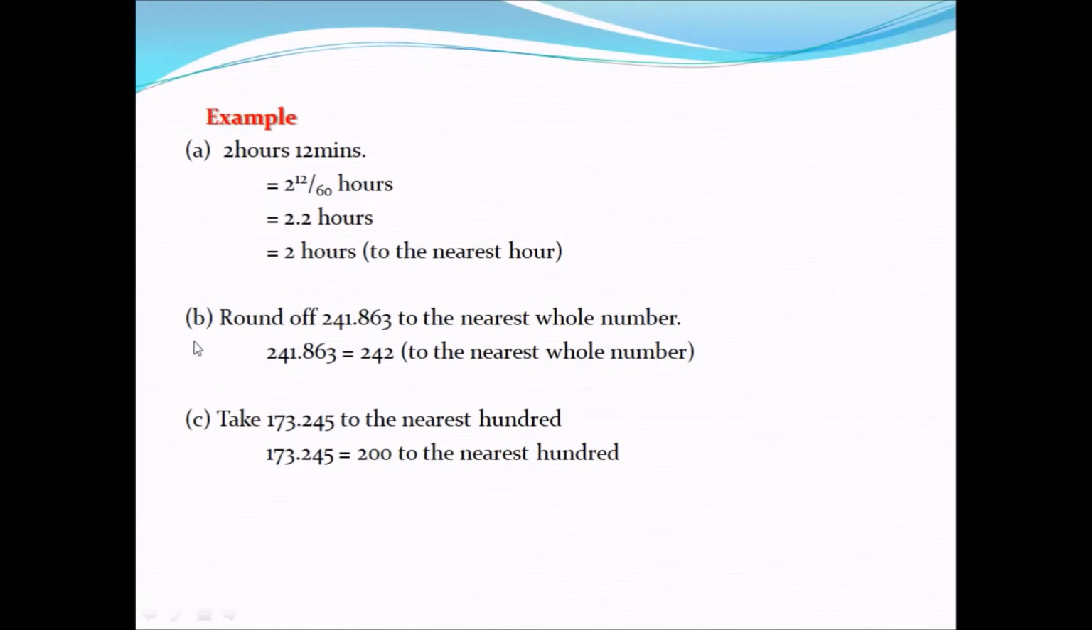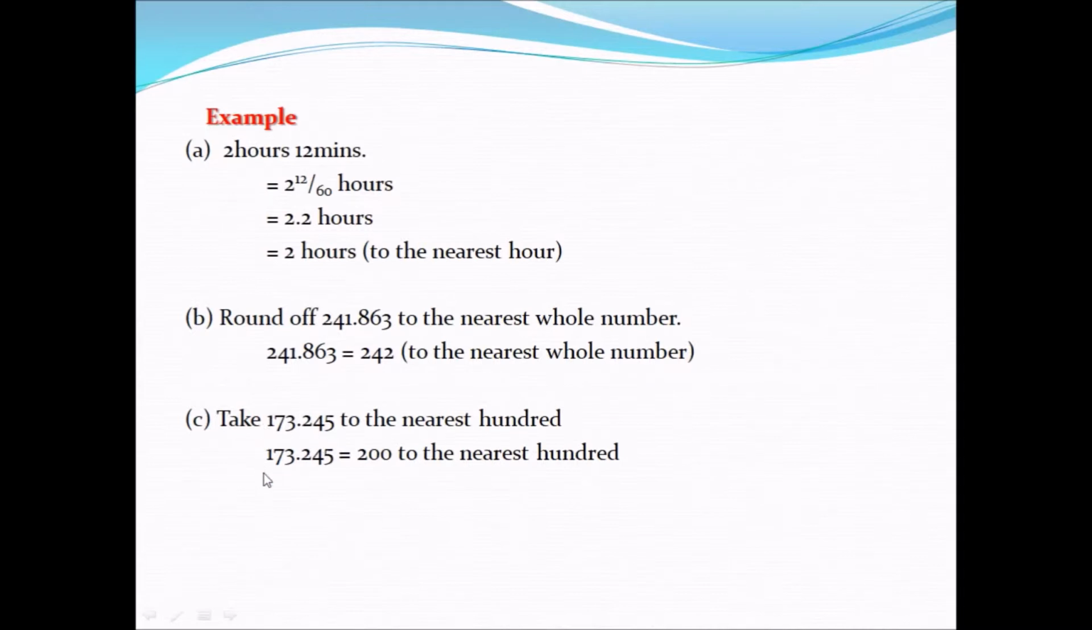Now let's look at this example B. Round off 241.863 to the nearest whole number. When you say to the nearest whole number, it means that you want to take out all the decimals, and the nearest whole number, you have 241. So you check the number after the decimal, 8. Is it up to 5? Yes. So you call it 1 and add it up to these ones. That's why we're having 242, because 8 is up to 5. So that is to the nearest whole number. So we don't want to have any decimal when you have the words nearest whole number.